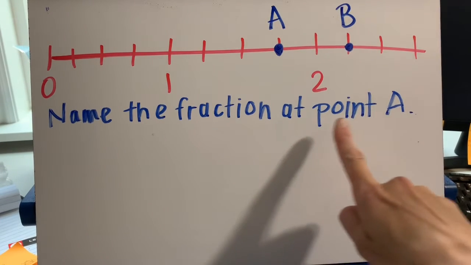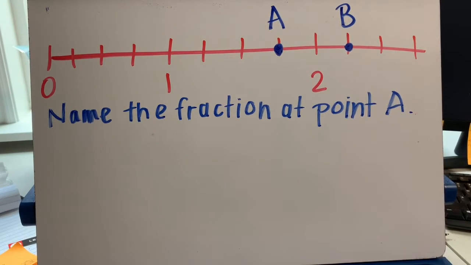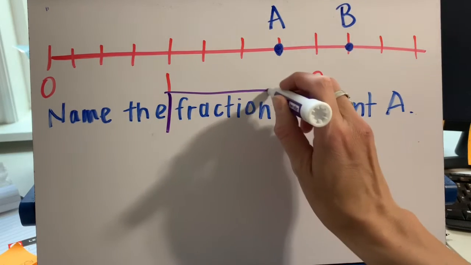Name the fraction at point A. Cubes, cubes, cubes, cubes, cubes. There are no numbers aside from the numbers on my number line. Name the fraction at point A is basically my question, which leaves me with my keyword, fraction.